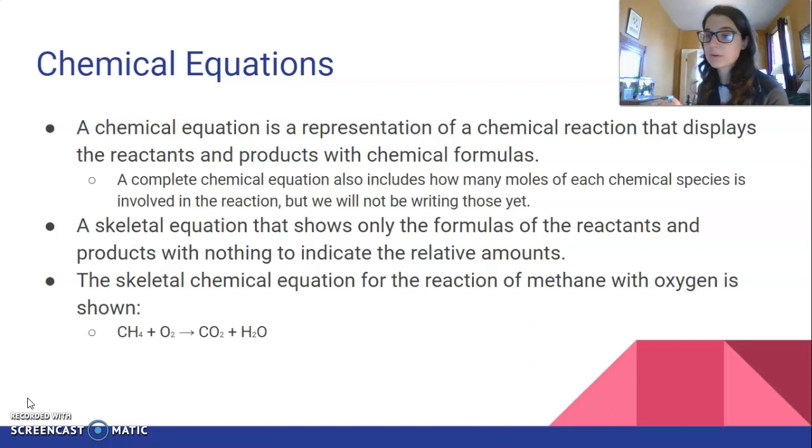So the skeletal chemical equation for a reaction with methane and oxygen that we talked about in the last set of notes is shown below as CH4, that's the chemical formula for methane, plus O2 yields CO2 plus H2O. So I'm not writing the names of them. I am instead writing the chemical formulas for those species.